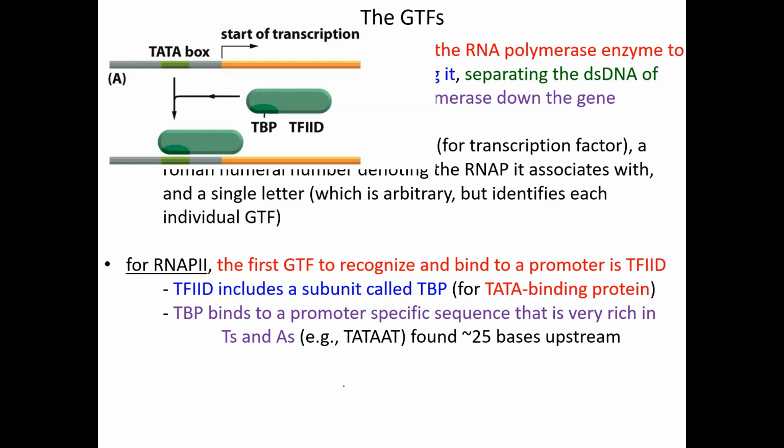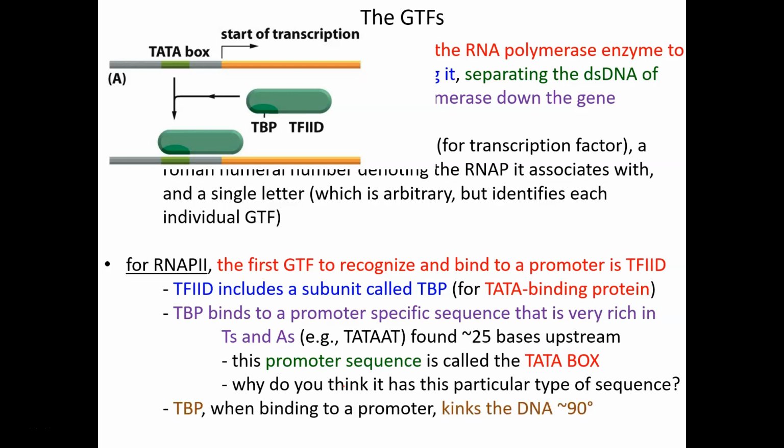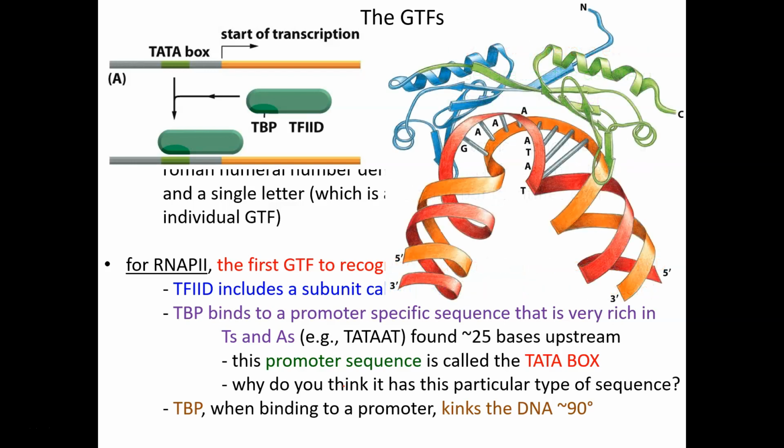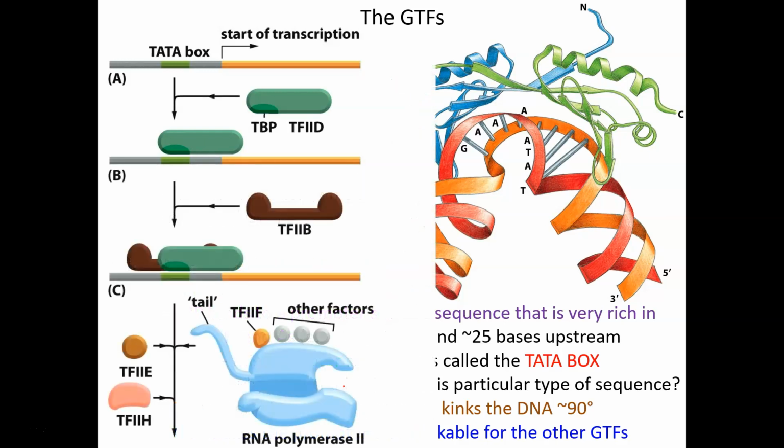TATA binding protein binds to the promoter. That promoter sequence is very, very rich in T's and A's. We might come back to that later in a challenge question. And it's found about 25 bases in front of or upstream of the very beginning of the coding region of the gene. And again, we call it the TATA box. When TBP binds to that promoter region, when TBP binds to the TATA box, it kinks the DNA about 90 degrees, and that kink marks that region as a region the cell should be actively transcribing. This makes the promoter unmistakable, and the other GTFs begin to recruit to that kinked DNA, and they'll eventually position RNA polymerase II there as well.